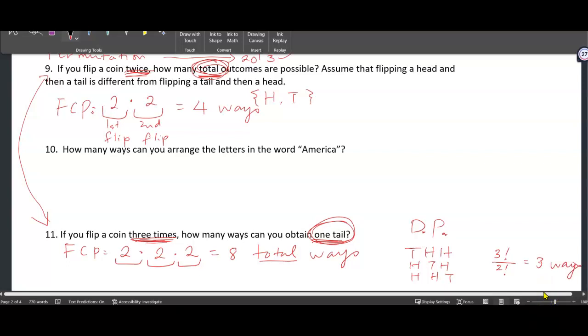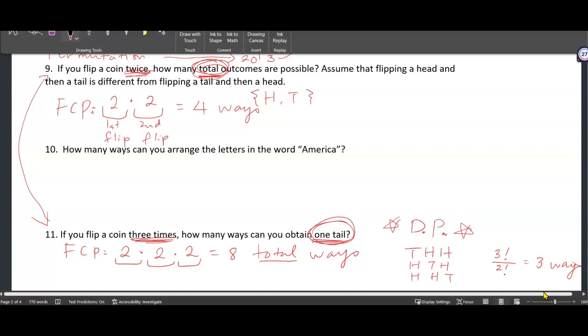So again, the difference between number 9 and number 11 is that number 9 is asking you for the total. When it's asking for the total, you use the fundamental counting principle. But when they ask you for a specific number of tails or a specific number of heads, you are actually asked for the different ways that the 1 tail can be in different orders, so it's a distinguishable permutation. Hopefully when we give more examples, you can tell the difference between number 9 and number 11.